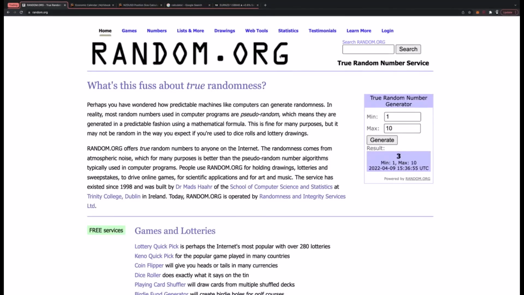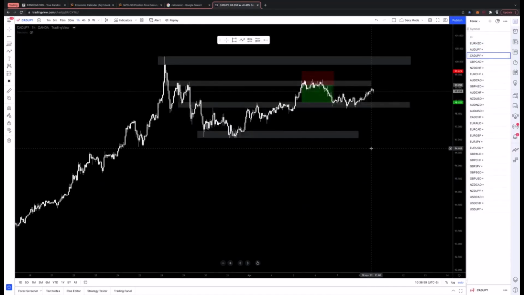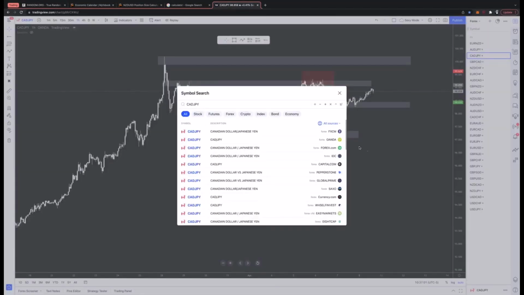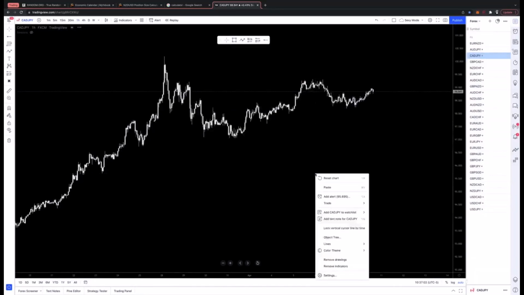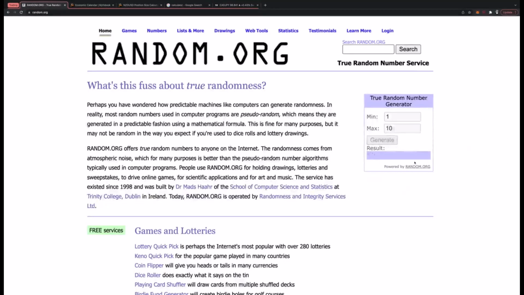I'm gonna pick a number between 1 and 10, so it'll be 3. So we'll go 1, 2, 3. That's CAD JPY. Very efficiently, I'll go to the CAD JPY FXCM chart. Remove all drawings. We'll pick another random number.